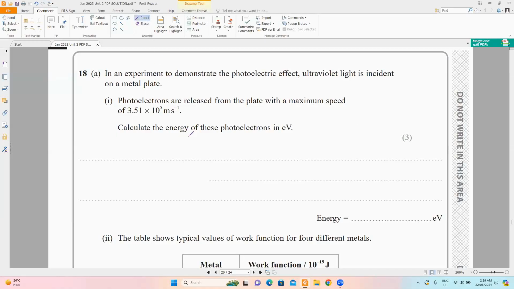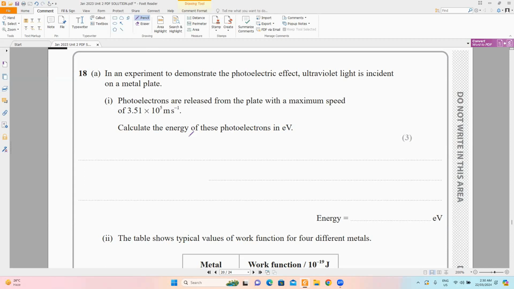Question 18 says, in an experiment to demonstrate the photoelectric effect, ultraviolet light is incident on a metal plate. Photoelectrons are released from the plate with a maximum speed of 3.51 times 10 to the power 5 meter per second. Calculate the energy of these photoelectrons in eV.